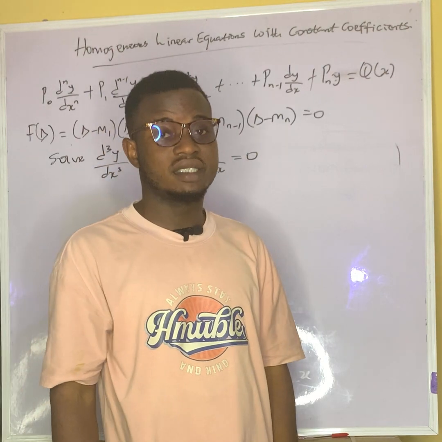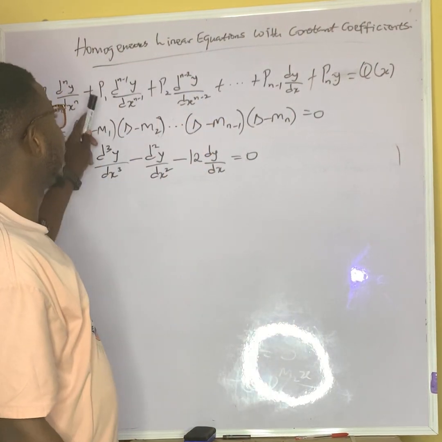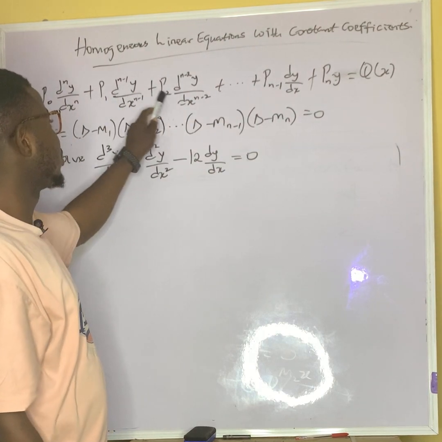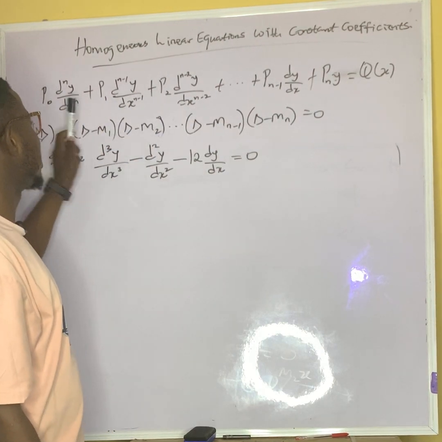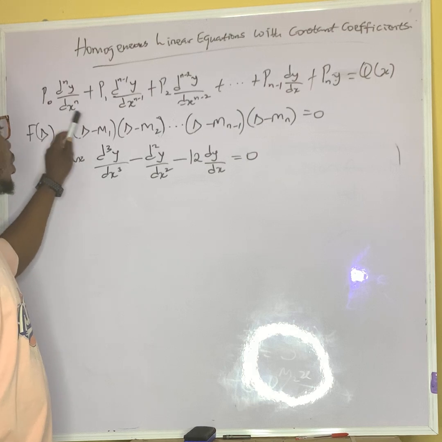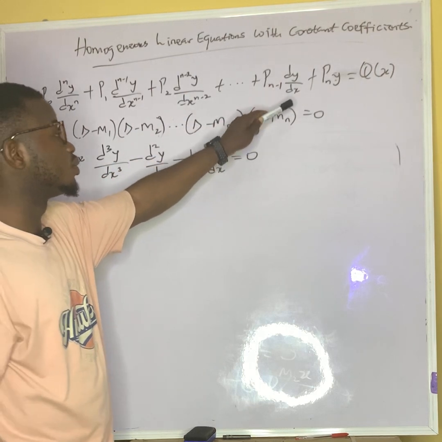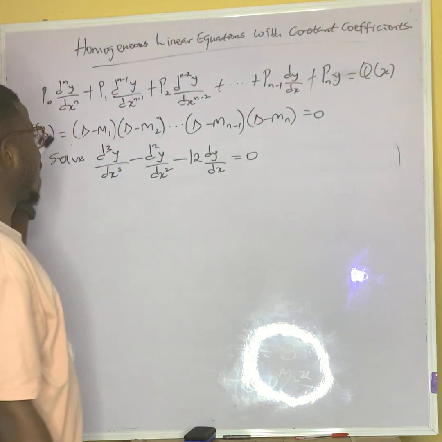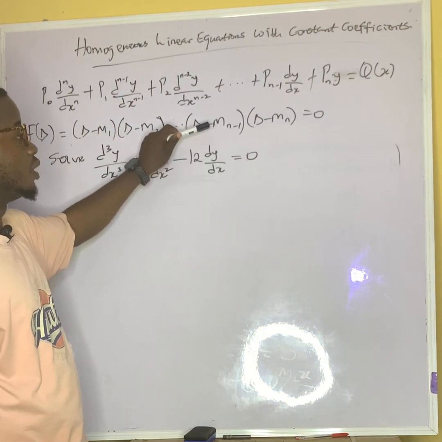Welcome to Linear Story College class, and the topic that we have here is homogeneous linear equation with constant coefficients, and it is of this particular form: P naught d^n y/dx^n up to Pn of y. So we have Pn, then we have y equals to Q of x. And we have the characteristic equation.